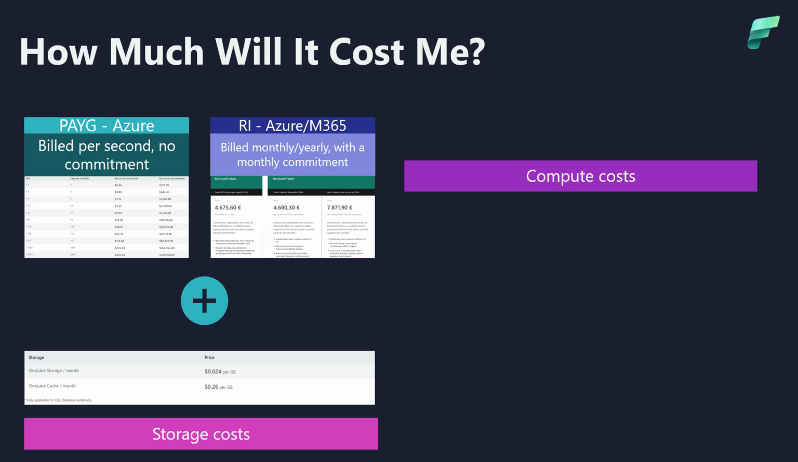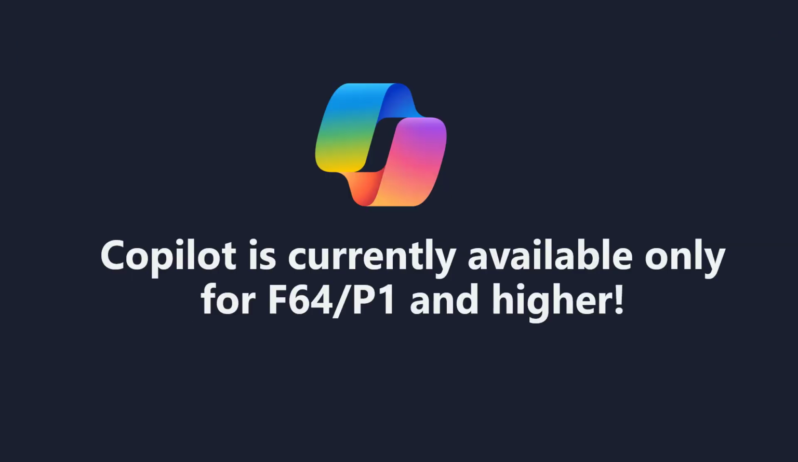Now, we live in the era of AI, and the Copilot is now a buzzword. So I'm sure most of you are interested to hear how Copilot works in Fabric. So Copilot is currently available only for F64 and higher Fabric capacities. Meaning if you buy, for example, F8 or F16 capacity, no Copilots are available.